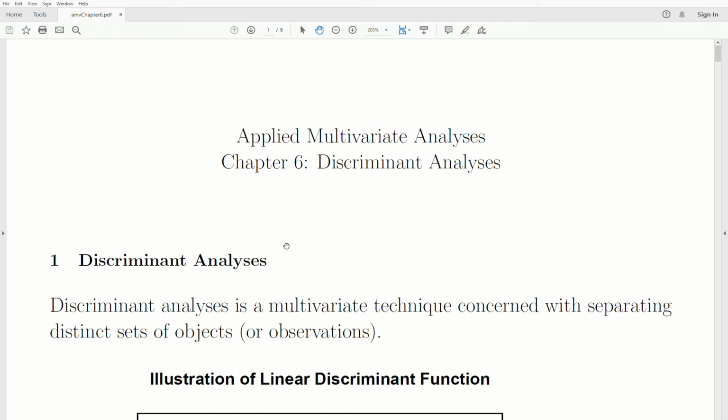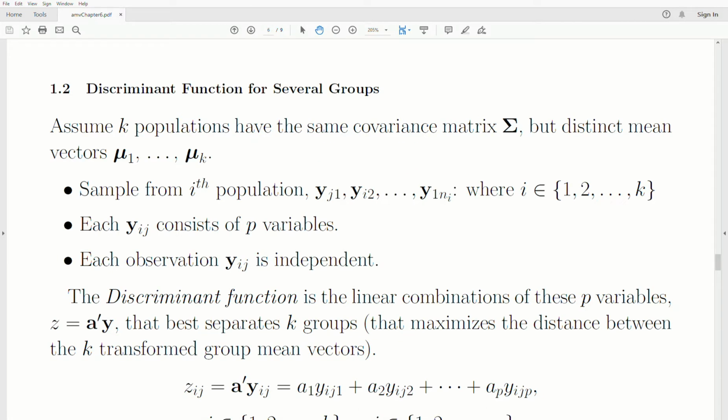Hello, this is the next video in a playlist that I'm calling Applied Multivariate Analysis. And we're in Chapter 6, part of this playlist, which I'm calling Discriminant Analysis. And let's jump to today's topic, which is finding the discriminant function for several groups.